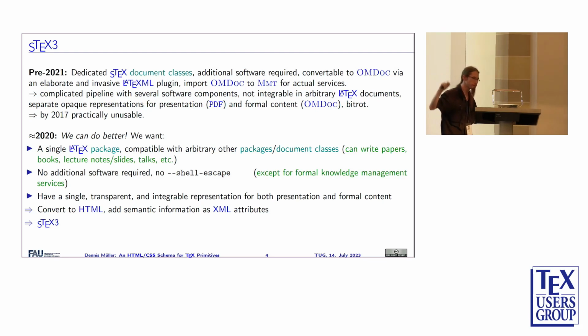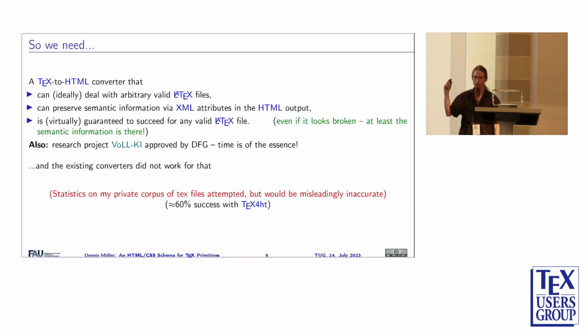And if you do that, you don't just have the human-oriented version and the machine-oriented version, but you have both in the same format, which also allows you to then inject additional services via JavaScript into the HTML that actually act on the semantics. And that was STEC 3, and that's what I gave a talk on last year. So what does that mean?